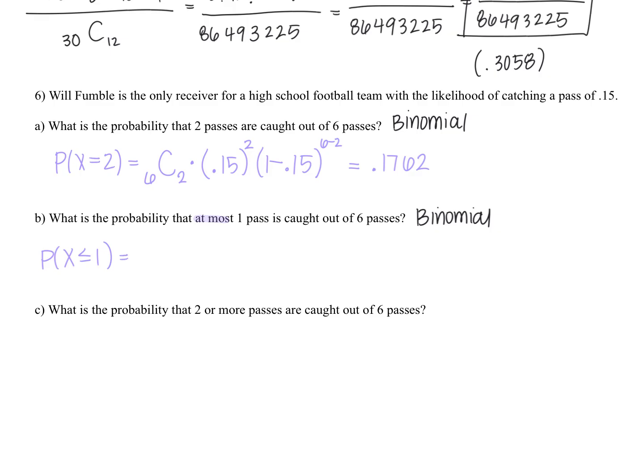You can also use binom CDF. So remember, binom CDF can only be used if it's already less than or equal to. And then you have your n, which is 6, then your probability, 0.15, and then your k, which in this case is 1. And we get 0.7765.